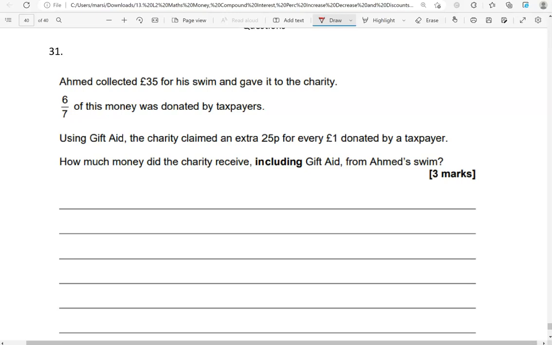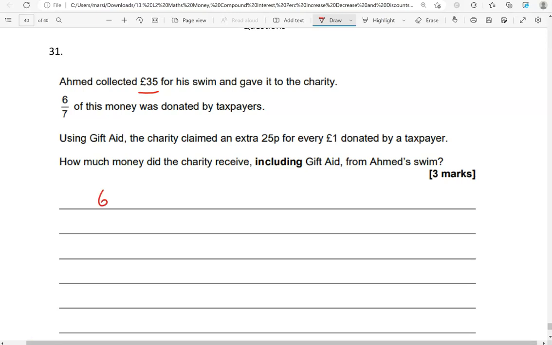Ahmed collects £35 for his swim and gave it to the charity. 6/7 of this money was donated by taxpayers. Using gift aid, the charity claimed an extra 25p for every £1 donated by a taxpayer. How much money did the charity receive, including gift aid from Ahmed's swim?